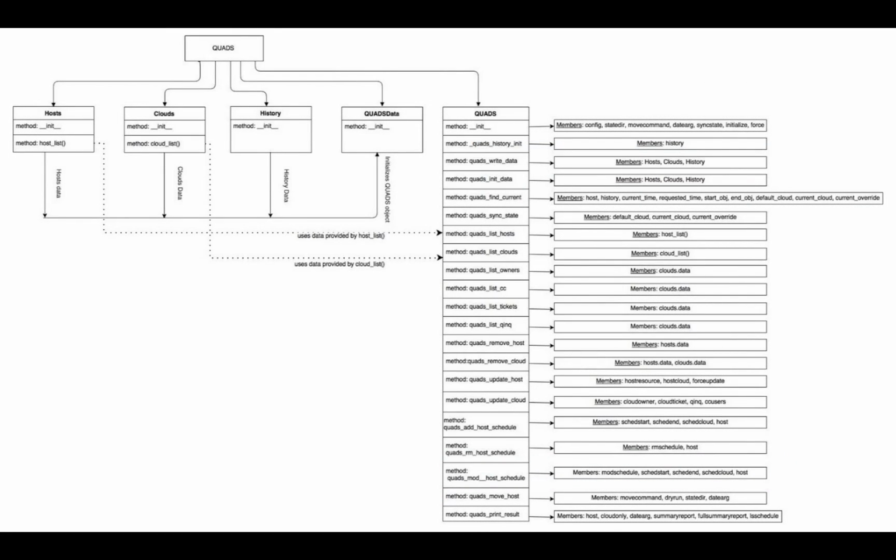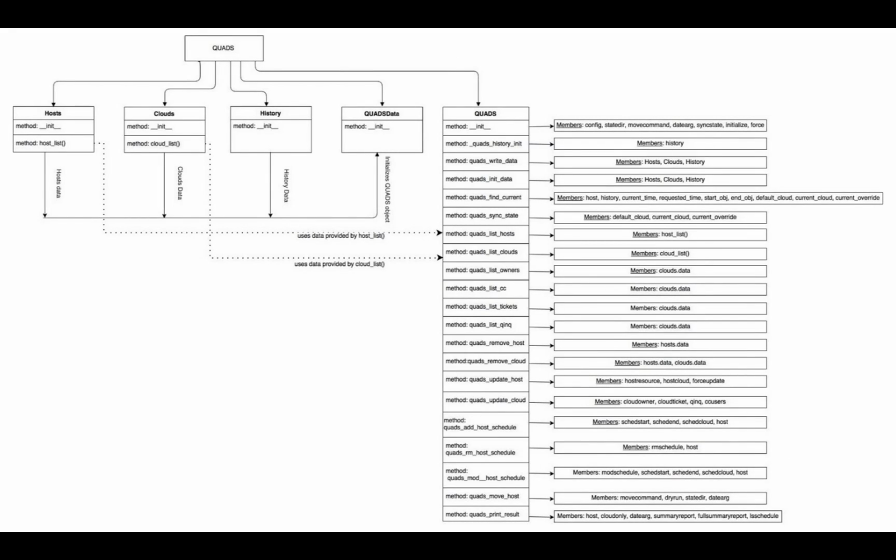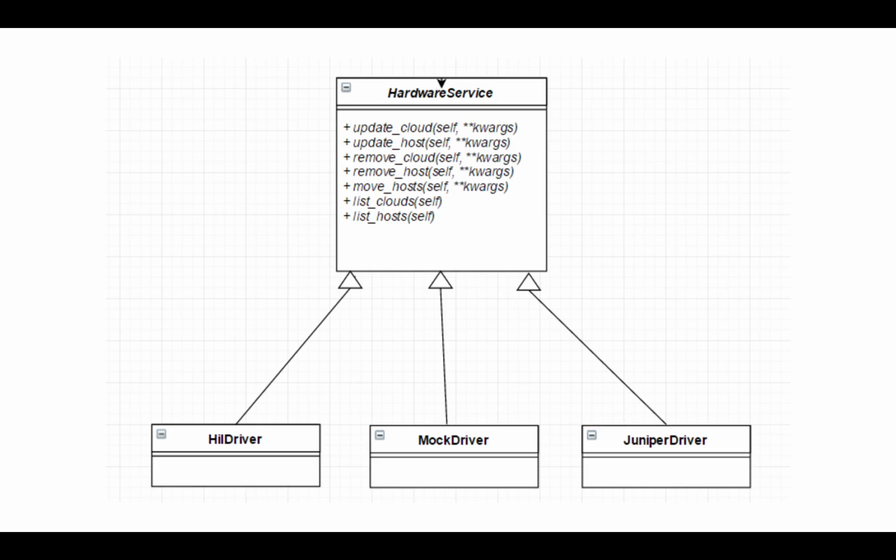So we noticed from our class diagrams and from just experimenting and running the applications that the scheduling behavior from quads was really the only thing that was needed when it worked with HIL, because HIL kept an inventory of a lot of the same things that quads does. So we thought that, as a starting point, we made a design, we created this abstract class of a hardware service, and that encapsulated a lot of the behavior that both quads and HIL do.